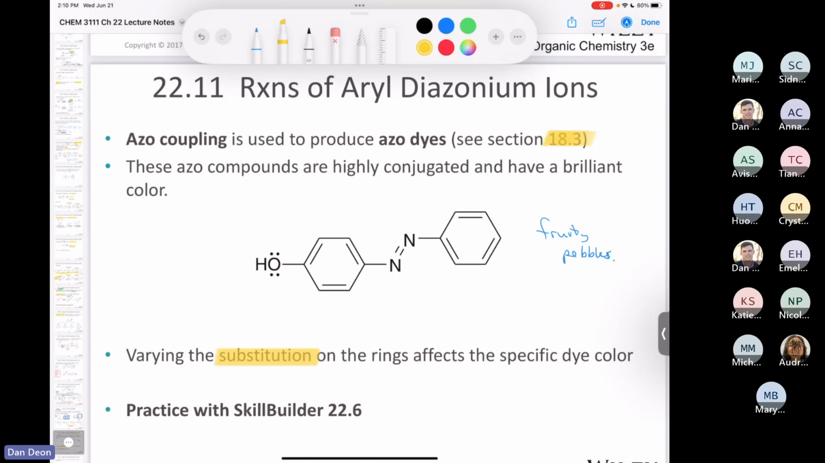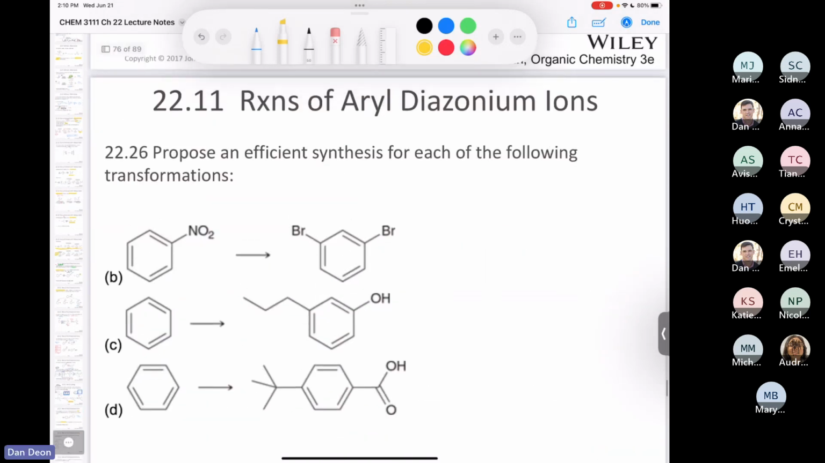Anyhow, just kind of an interesting synthesis. Mr. Dion isn't big into synthesizing compounds that aren't drugs, but hey, whatever. Fruity Pebbles deserve some mention maybe in the class too.